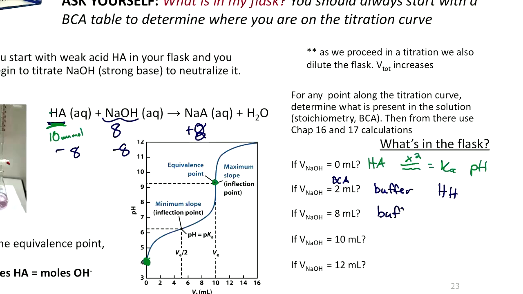This is still a buffer. So we use the Henderson-Hasselbalch. So we're like right here. We were like here, now we're there. But now what at 10 milliliters? That is our equivalence point.